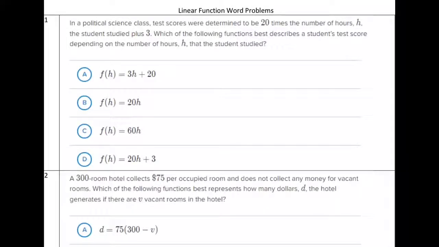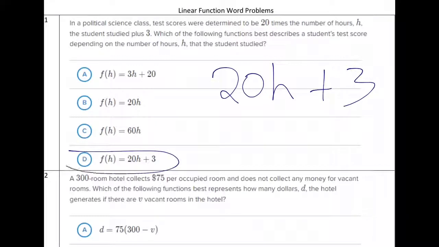Today we're looking at linear function word problems. Number 1. In a political science class, test scores were determined to be 20 times the number of hours H the student studied plus 3. Which of the following functions best describes a student's test score depending on the number of hours H that the student studied? So 20 multiplied by H plus 3. That would be D.